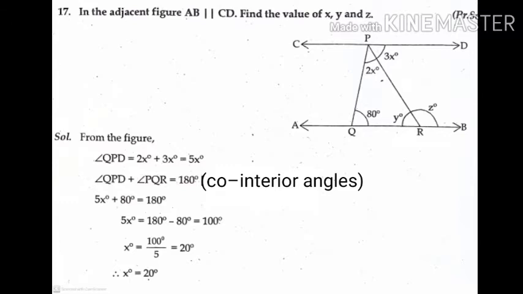Next step, 5x degrees is equal to 180 degrees, and 80 degrees moves to the right side, it becomes minus 80 degrees. After subtracting, we get 100 degrees. Next step, x degrees is equal to, transposing 5 to the right side of the equation, 100 degrees by 5. After cancellation, we get 20 degrees. Therefore, x degrees is equal to 20 degrees.